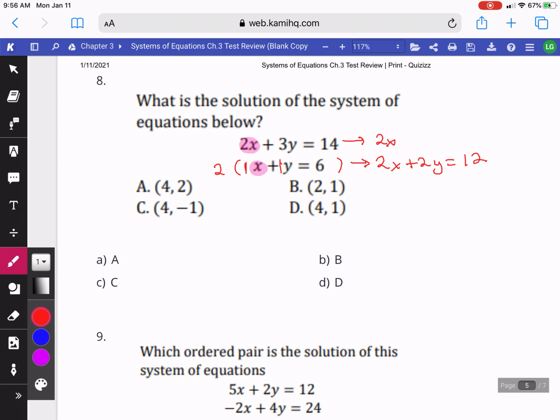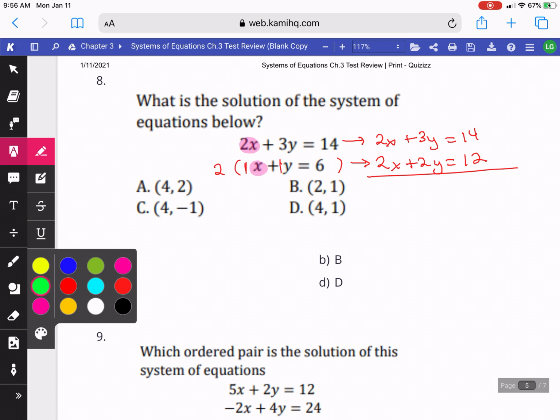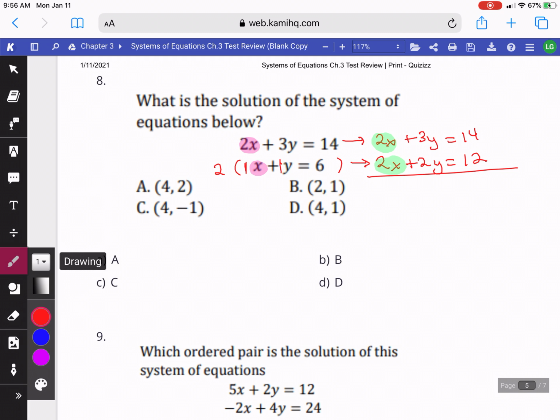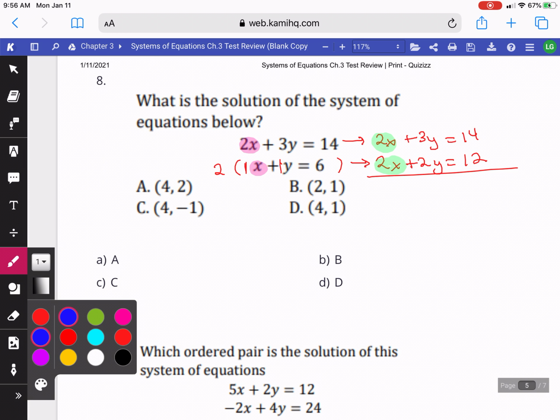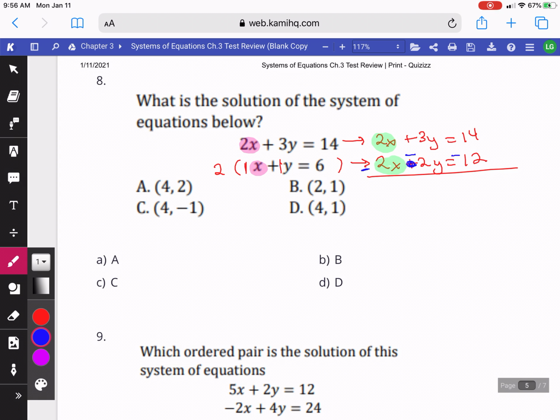My top equation, I'm going to leave it alone. Now, if I look at the way it's written right now, my x's won't eliminate because they're both positive. So I'm going to have to also change the signs. So this is going to be negative 2x. This will change to negative 2y. This will change to negative 12.